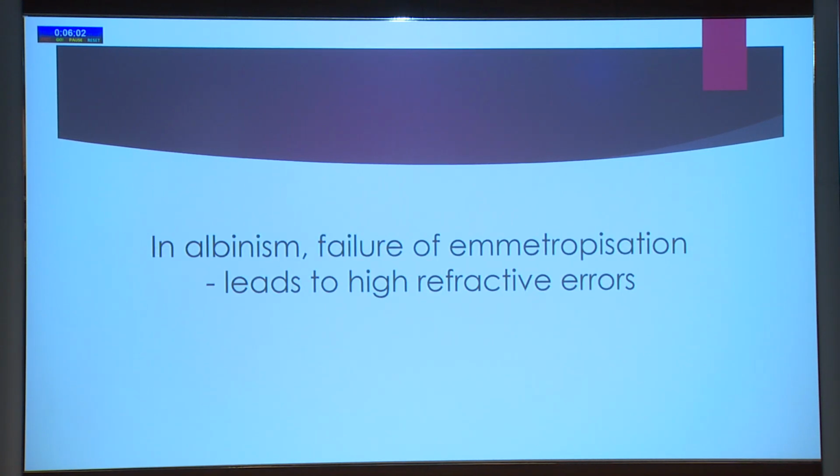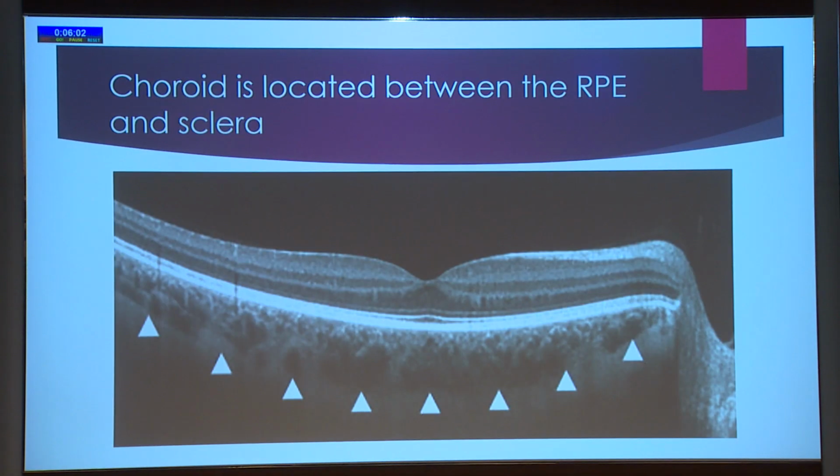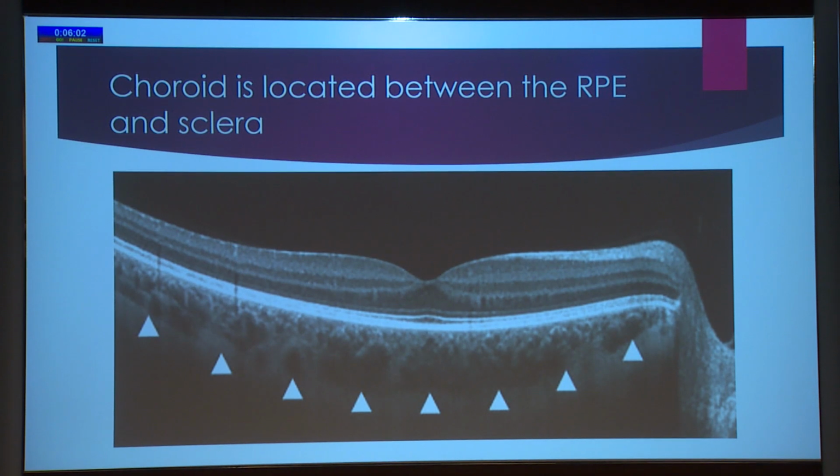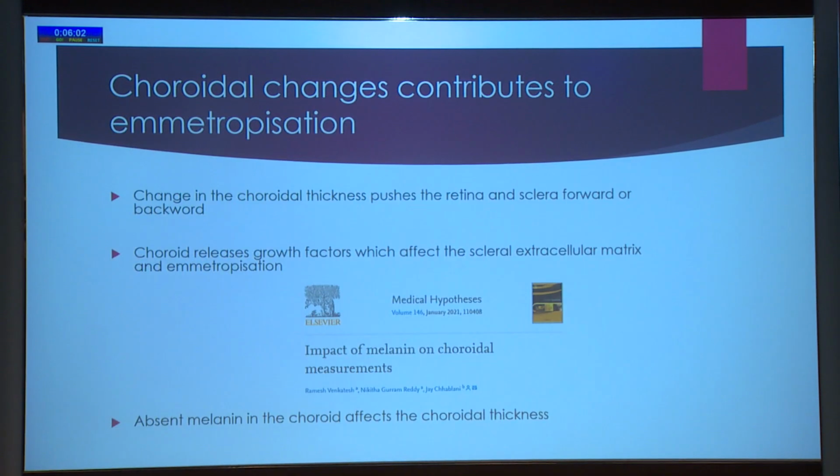In albinism, there is failure of emmetropization, which leads to high refractive errors, and the most common refractive error reported is hyperopia. The choroid is a vascular layer located between the RPE and the sclera, and therefore choroidal thickness can push the retina forward and the sclera either forwards or backwards, leading to emmetropization. The choroid also produces some growth factors which affect the scleral extracellular matrix and can affect emmetropization.